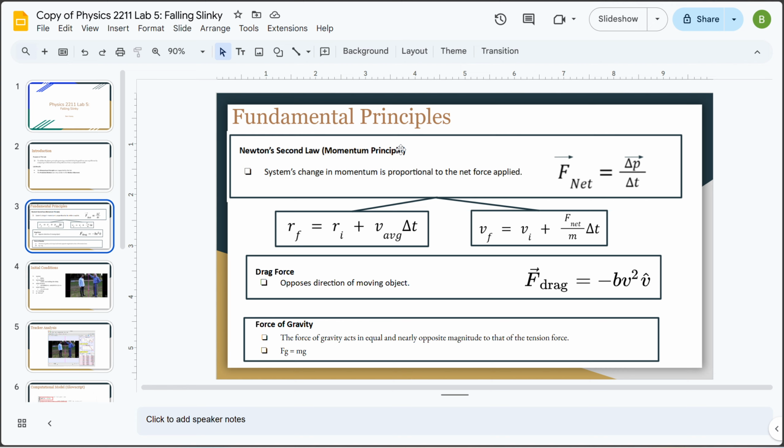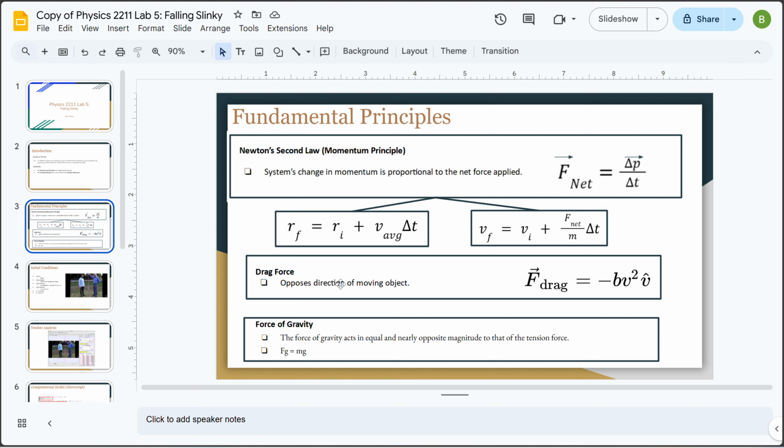So, fundamental principles. Of course, we have Newton's second law, aka the momentum principle, which states that a system's change in momentum is proportional to the net force applied. From Newton's second law, we can get the position update formula, which will be very crucial in our coding, and the velocity update formula as well.